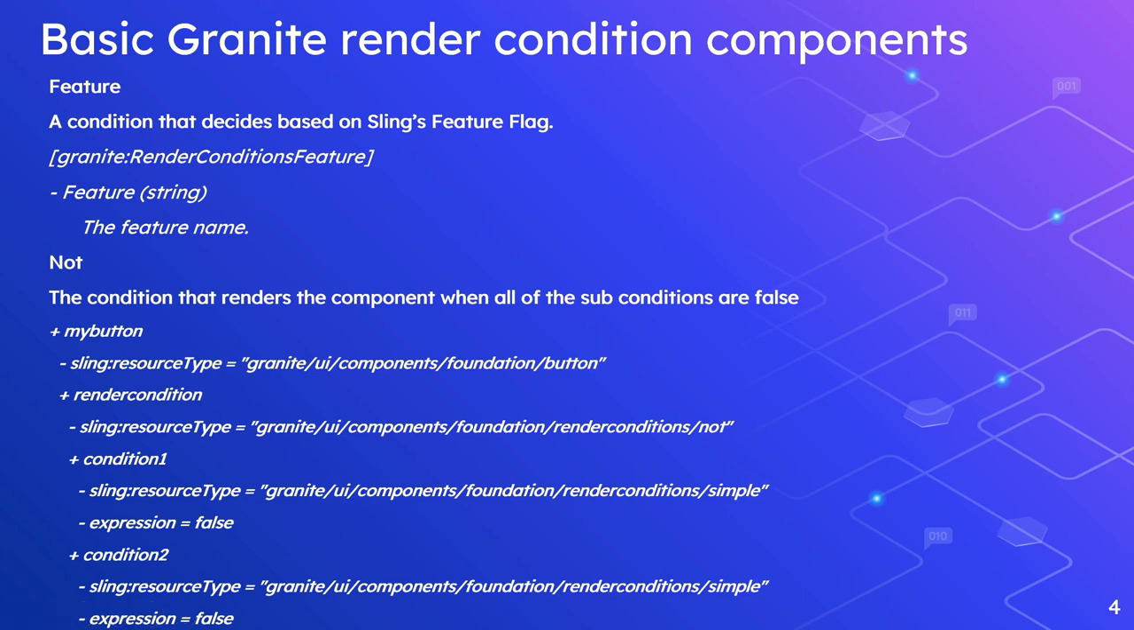Now another one is not. Not means all the sub conditions must be false. If I keep a not here and I have two child conditions, both should be false to render this specific element, the button. Not is the parent, and then I have two child elements. You can have multiple conditions, but all should be false to display this.